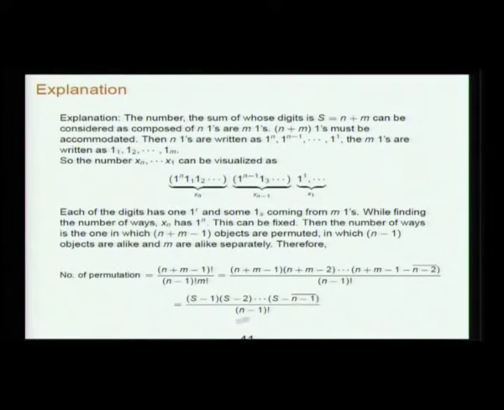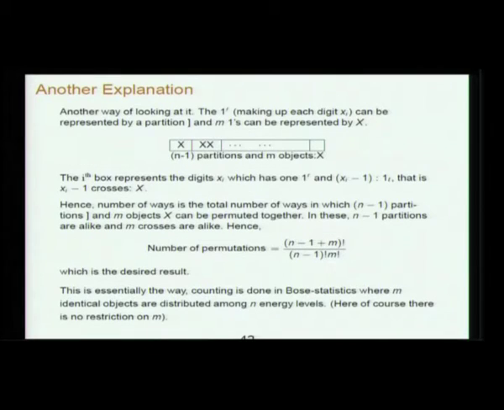So, this will be the result, s minus 1 into s minus 2. There are several ways of looking at it. Suppose you can also consider this, that each one of them can be represented by a partition. Partition means I am calling it a physical partition, not a mathematical partition, and the m ones can be represented by x, okay.